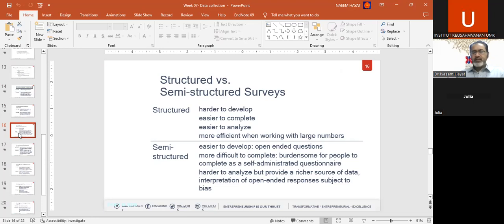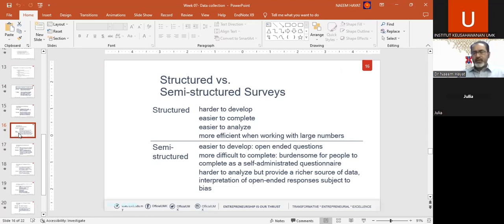People just read the question item and then give a reply, maybe in terms of a yes or no or the Likert scale, very likely, less likely, more likely. So they just reply or answer. So it has become easier to complete and easier to analyze. But the development is very difficult.